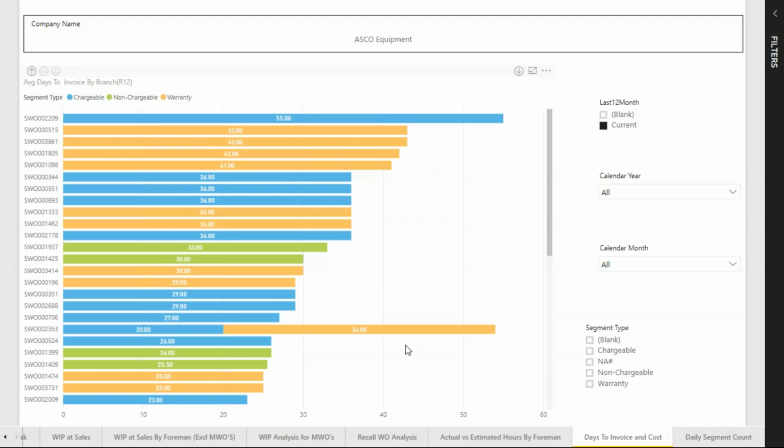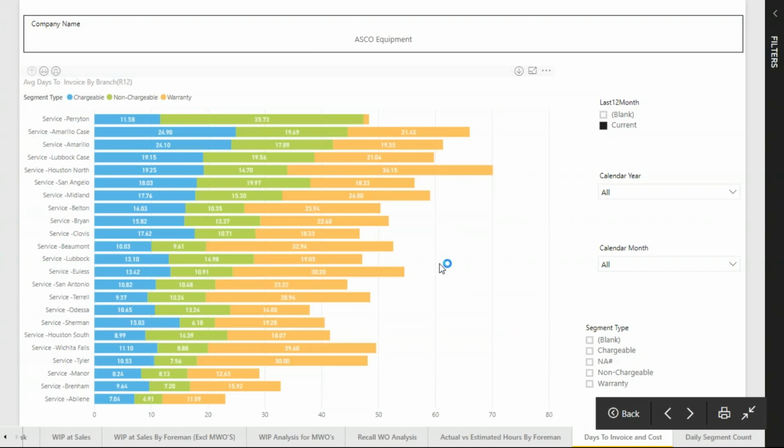That one there has one segment that's chargeable and one that's warranty, I guess? Where? The one where it's split? Yes. Okay, that's cool. Okay, nice little color guide of what type of segment. That's really cool.